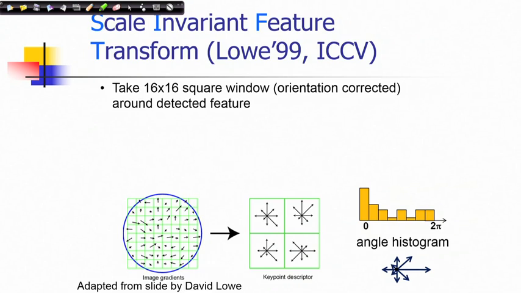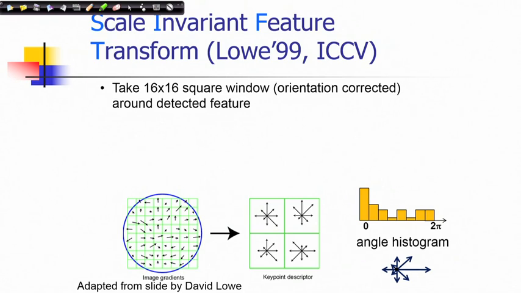Now, we will be considering a very popular descriptor which is widely used in image processing techniques, called the scale invariant feature transform. It was proposed by David Lowe in 1999. In fact, these slides are adapted from his presentation, and we will be considering how these descriptors are derived.